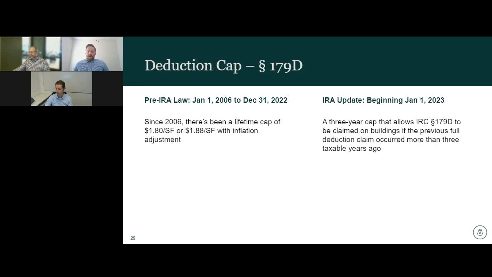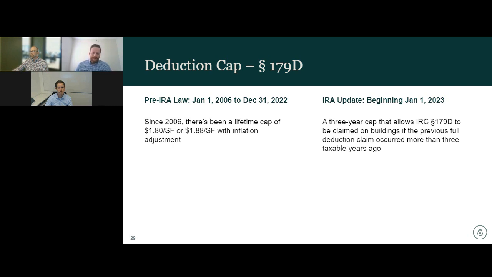Now, the IRA also changed something that is referred to as the deduction cap. Effectively, since 179D was created in 2006, there's been a lifetime cap of available 179D deductions, which has been equal to $1.80 or $1.88 per square foot. And once this has been claimed, even if you make additional energy upgrades at your facility, you cannot take 179D again. Now, there is a 3-year cap for the building that allows you to take those further deductions as long as the previous full deduction claim occurred more than 3 taxable years ago.